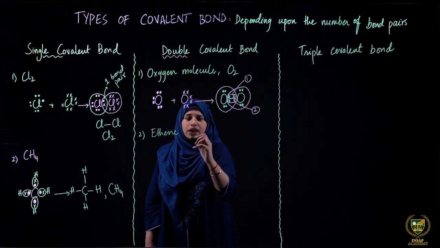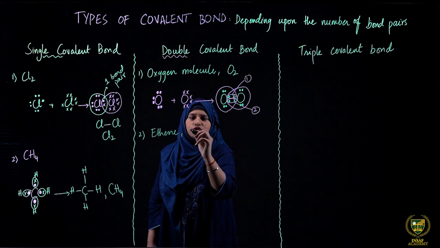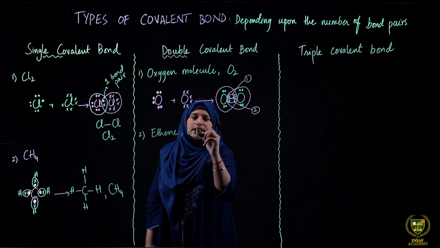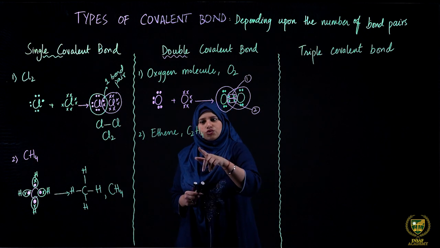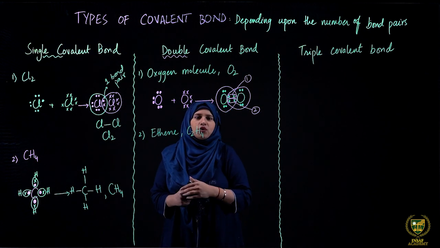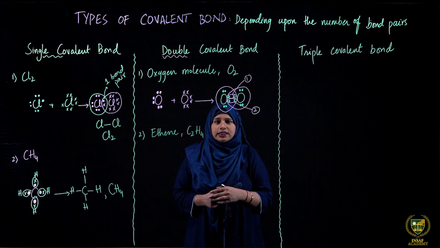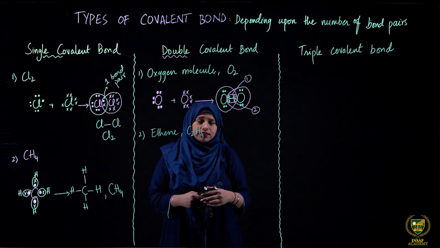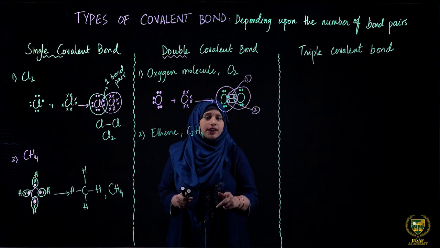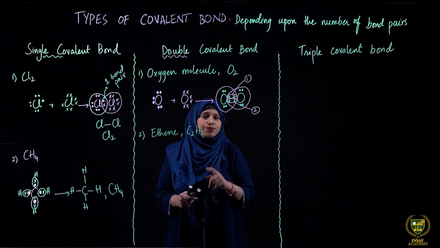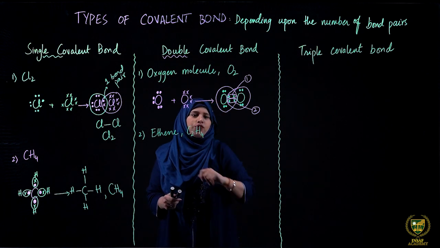Ethene is a hydrocarbon, means it is made up of carbon and hydrogen, and its formula is C2H4. As you can see that 2 atoms of carbon and 4 atoms of hydrogen, they are combined together. But let's identify that where is the covalent bond and specifically double covalent bond.